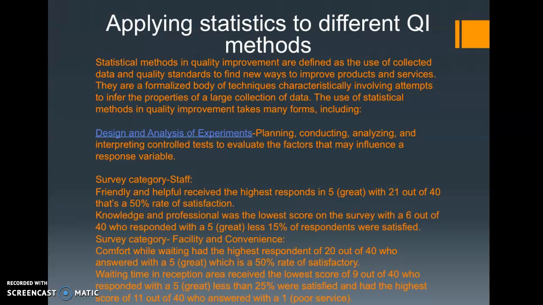Let's take a look at the category facility and convenience. The comfort while waiting had the highest respondents, 20 out of 40 who answered 5, which is a 50% rate left satisfied. However, the waiting time in the reception area scored the lowest, with 9 out of 40 who responded with a 5. That's less than 25% who were left satisfied. The highest score was 11 out of 40 who answered they had poor service.